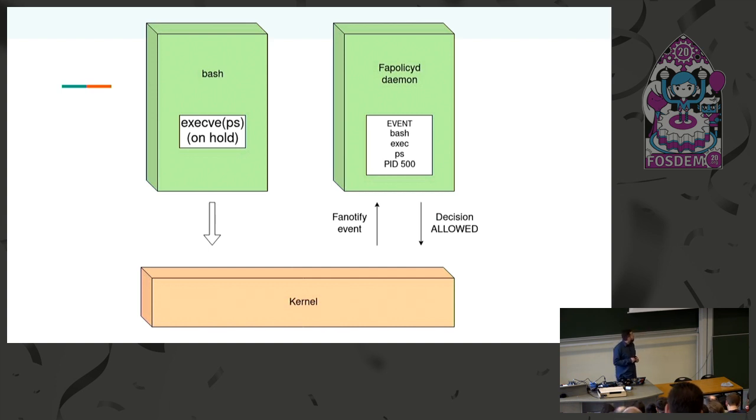Well, it can send the decision allowed. That means that execve will eventually succeed. On the other side, it can send denied, and that means that execve will fail, and bash will not be able to exec the ps command.